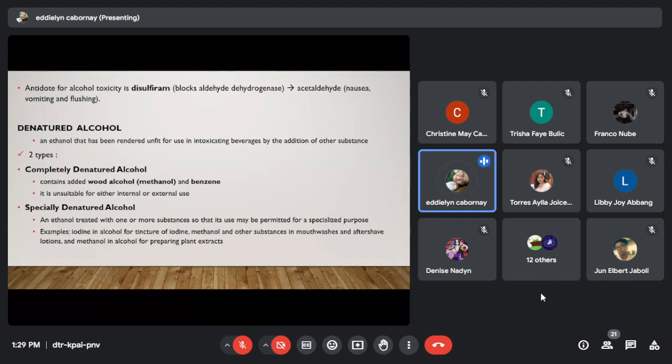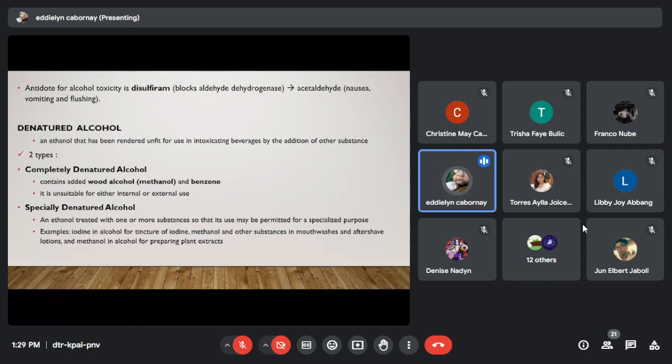Okay, so for denatured alcohol, there are two types: completely denatured alcohol and specially denatured alcohol. Denatured alcohol is unfit for human consumption. Completely denatured alcohol contains added wood alcohol, the other term for which is methanol, and then benzene. So the combination of wood alcohol and benzene makes completely denatured alcohol. This is unsuitable for either internal or external use.